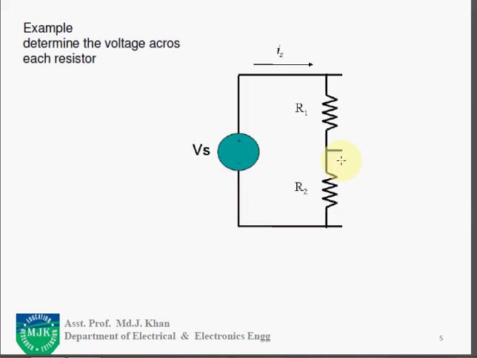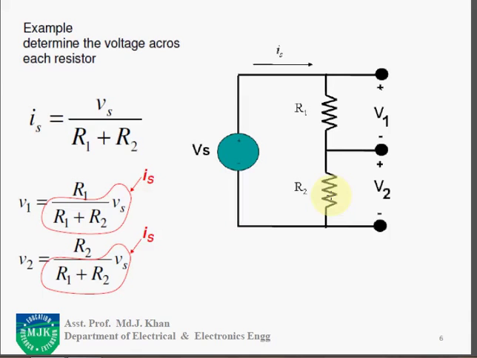So let us see in the next example how we find the voltage. We have to find the voltage across this resistor and across this resistor. So what will be the voltage? This will be V1. Here we are going to find V2.